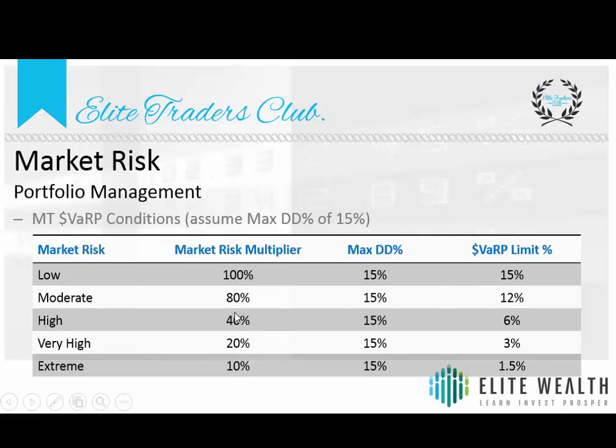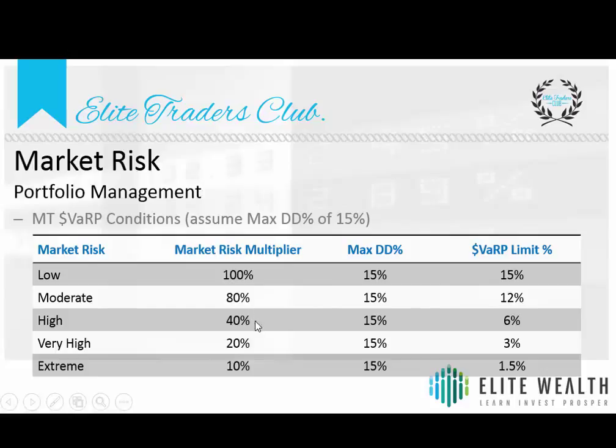So the theory here is that as market risk continues to move more to the downside, what we do is we start to apply a market risk multiplier to our initial established value at risk. So when we're all starting off with around about 15% value at risk, if we get into a moderate market, then we need to apply that 80% market risk multiplier to our 15%, and as a result that gives us an allowable 12% value at risk limit.